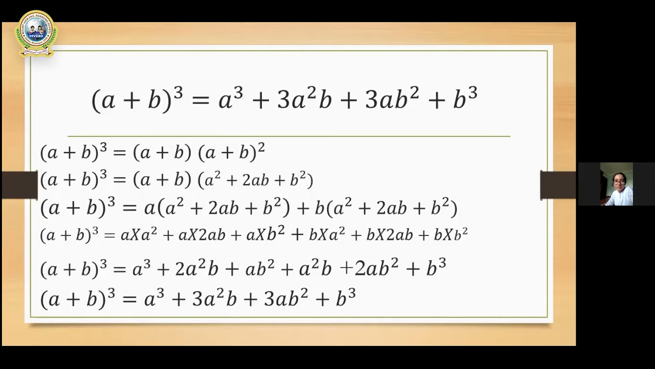In class 7, we did a plus b whole square and a minus b whole square as revision. We just revised the topic. Now this is a new topic we are discussing in this class. The formula for a plus b whole cube is equal to a cube plus 3a square b plus 3ab square plus b cube. And the reason why it is so is given below here. It's the downwards multiplication, nothing else.